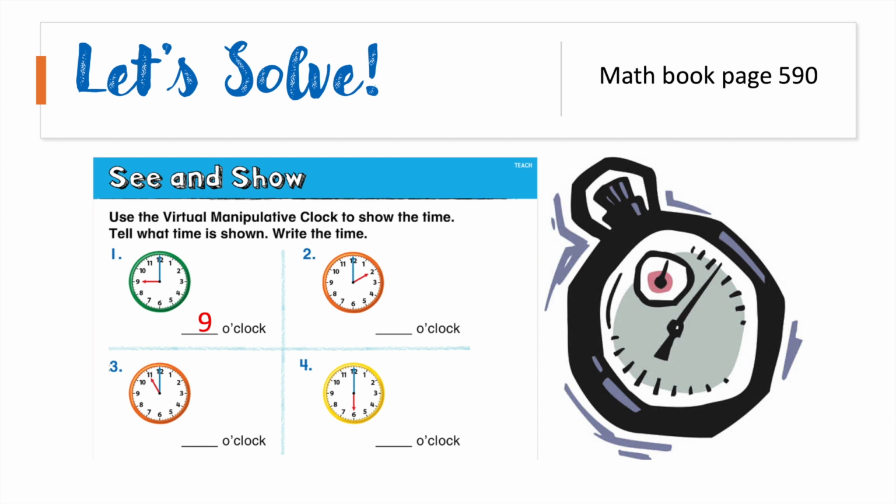Three, two, one. All right, let's go ahead and check your work. Problem number 2, it is 2 o'clock. For problem number 3, the hour hand is pointing to the 11 and the minute hand is pointing to the 12, so I know it is 11 o'clock. For number 4, the hour hand is pointing to the 6 and the minute hand is pointing to the 12, so I know it's 6 o'clock.